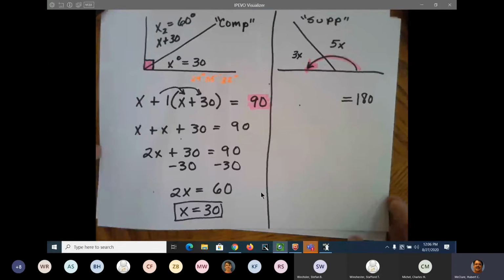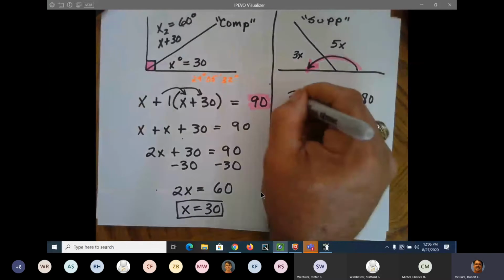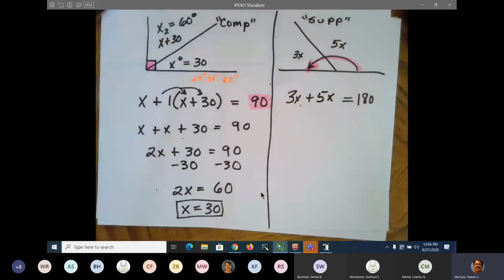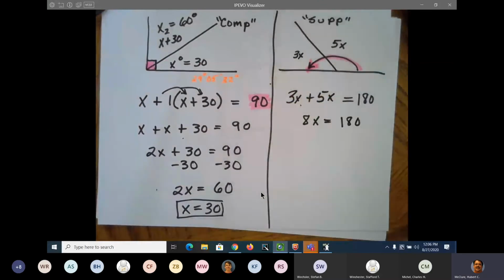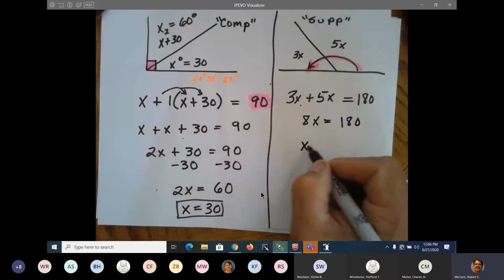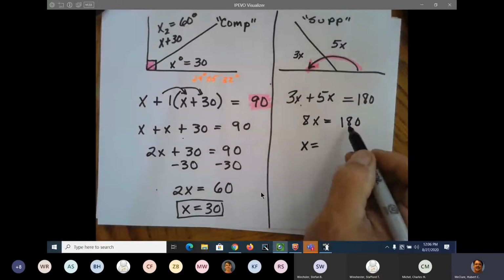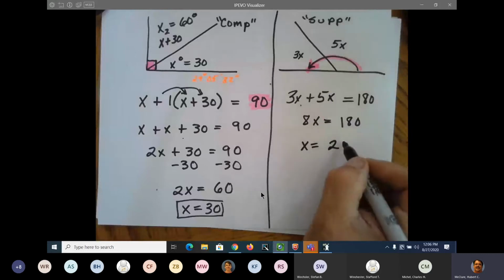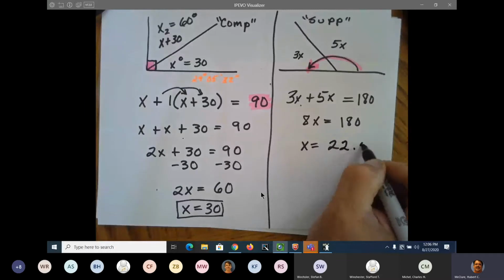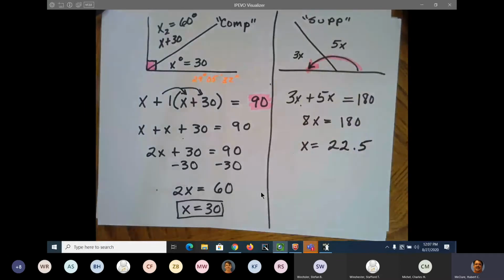So now I just take 3x plus 5x is equal to 180. 8x is equal to 180. X is equal to, well, 8 will go into 18 2 times. That leaves 20. 8 will go into 20 2 times. That'll leave 4. I guess, somebody check me. Divide 180 by 8, please. And that should be 22.5 degrees. Somebody check me with a calculator, please.